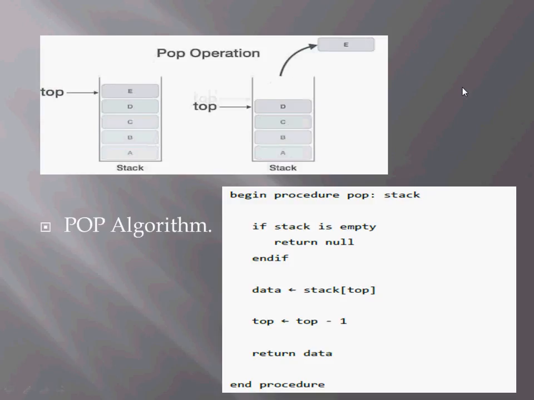Now the pop algorithm. If the stack is empty, return none. Empty means we can't do any operation, so just get out of this place. Else, data equals stack of top, and top equals top minus 1. That is, we are reducing one element, that is E. E is the top pointer. Now we are reducing top minus 1, and the top is D. End procedure.